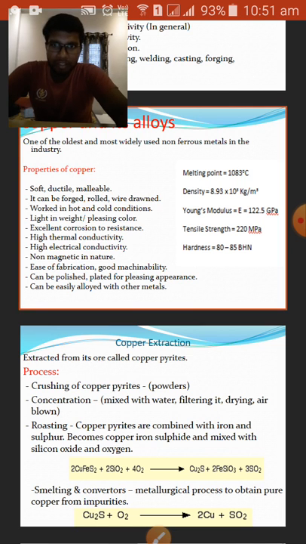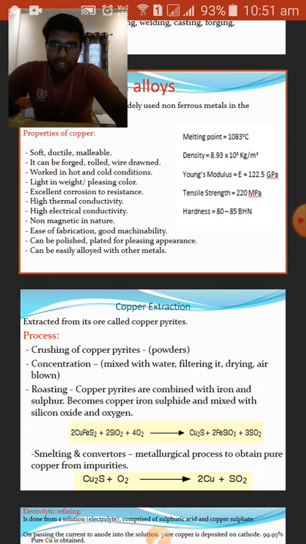So it has good machinability. That is, we can machine it very easily. It is easy for fabrication. It can be polished. It can easily be alloyed with different metals. It can be polished and it has a pleasing appearance. That is, its color is very appealing to our naked eyes.